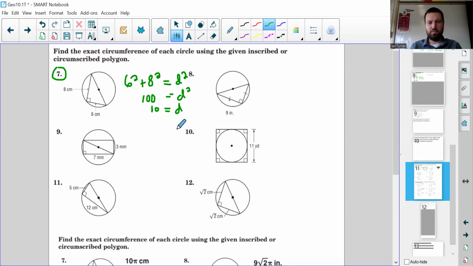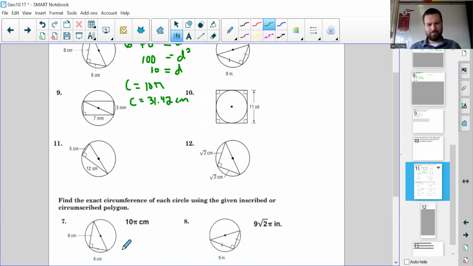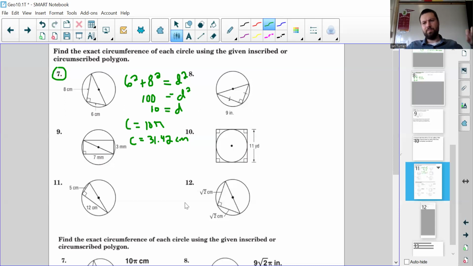So the diameter is equal to 10. Okay, now you can find the circumference. Now we got our diameter. We're going to do circumference is equal to 10 times pi, which is 31 something. 31.42. And we are in centimeters. Okay, so you got a couple of those on your homework. You might need to use a little Pythagorean theorem to find a missing side, but it shouldn't be too bad. Okay? There, we got it. We got it right.